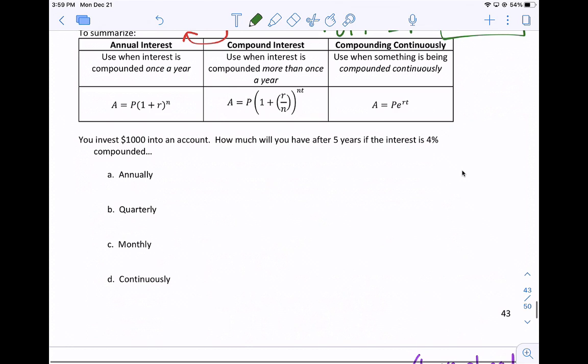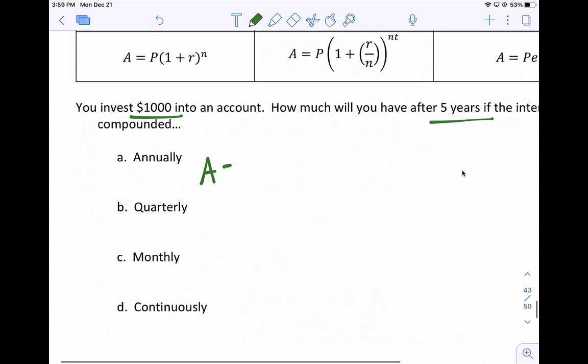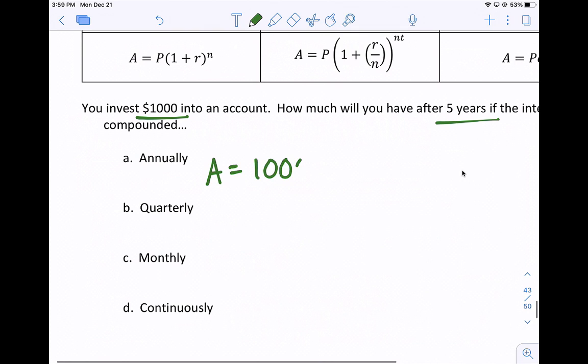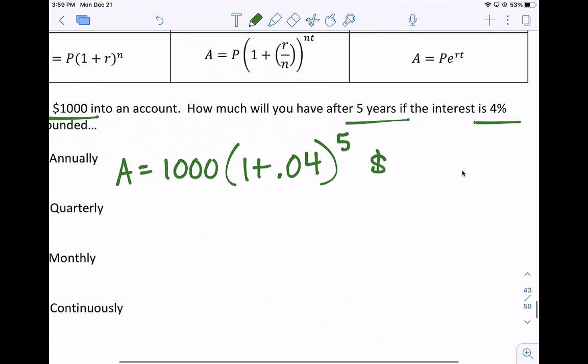So we can take a look at how that will change in each equation if we look at annually, quarterly, monthly, continuously with the same amount. So let's start with $1,000. How much will you have after 5 years at 4%? And we're going to do it with all these equations. So annually, just once a year. So we'll have 1,000, and it's growing at 4% a year for 5 years. So if I type that in, okay, here's how much you would have if this was the case, $1,216.65.